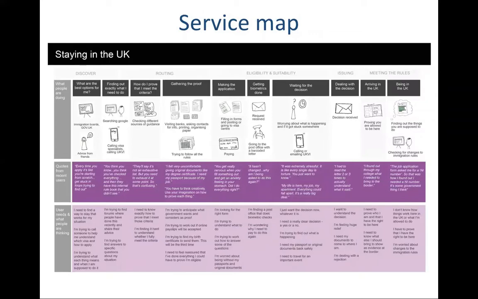This is related to the same topic, and again, we don't have time to talk about it in detail, but it's another variation of what you can do with the customer journey concept.